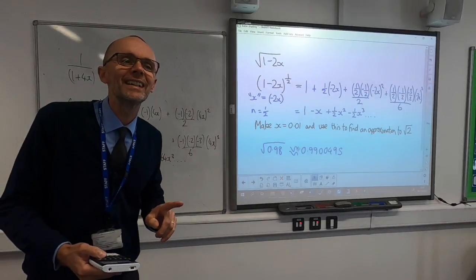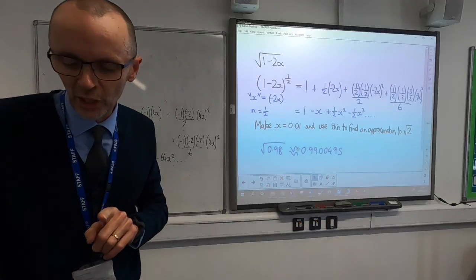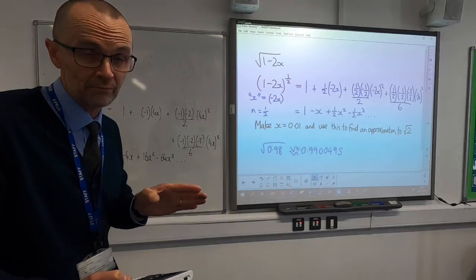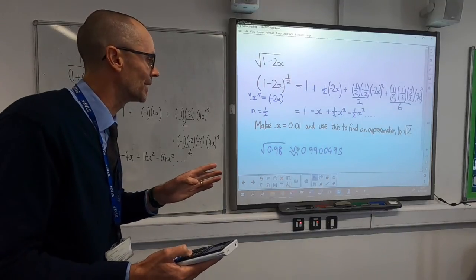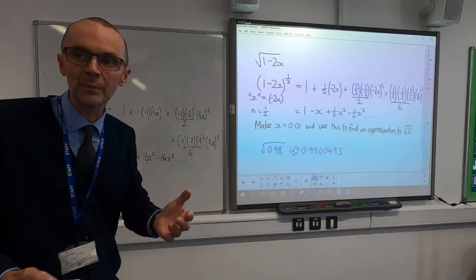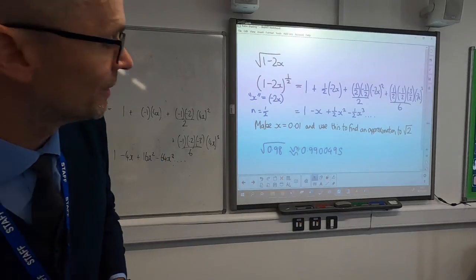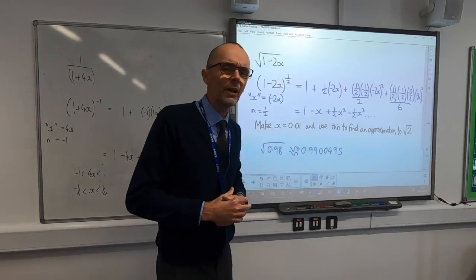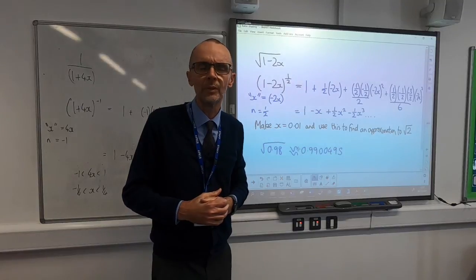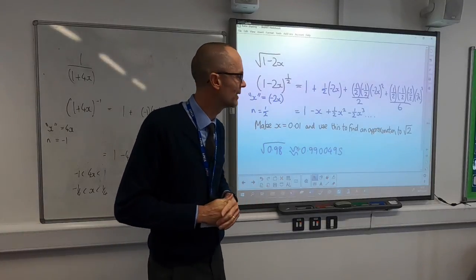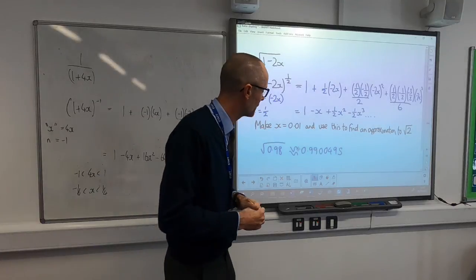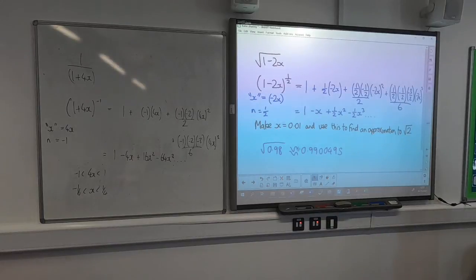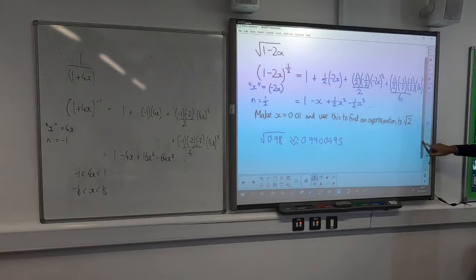So it's an okay estimate up to 2 decimal places, and that's not bad, is it? If we wanted to be more accurate, we'd do more terms in the expansion. However, where on earth does the square root of 2 come from? We've estimated the square root of 0.98. How are we going to use that to work out the square root of 2? And this is quite a neat trick.